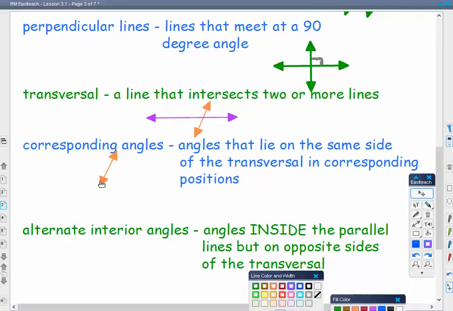So I'm just going to go ahead and move this image down here a minute so we can reuse this. Right? And I just want to take a minute to mark corresponding angles. So they're on the same side.